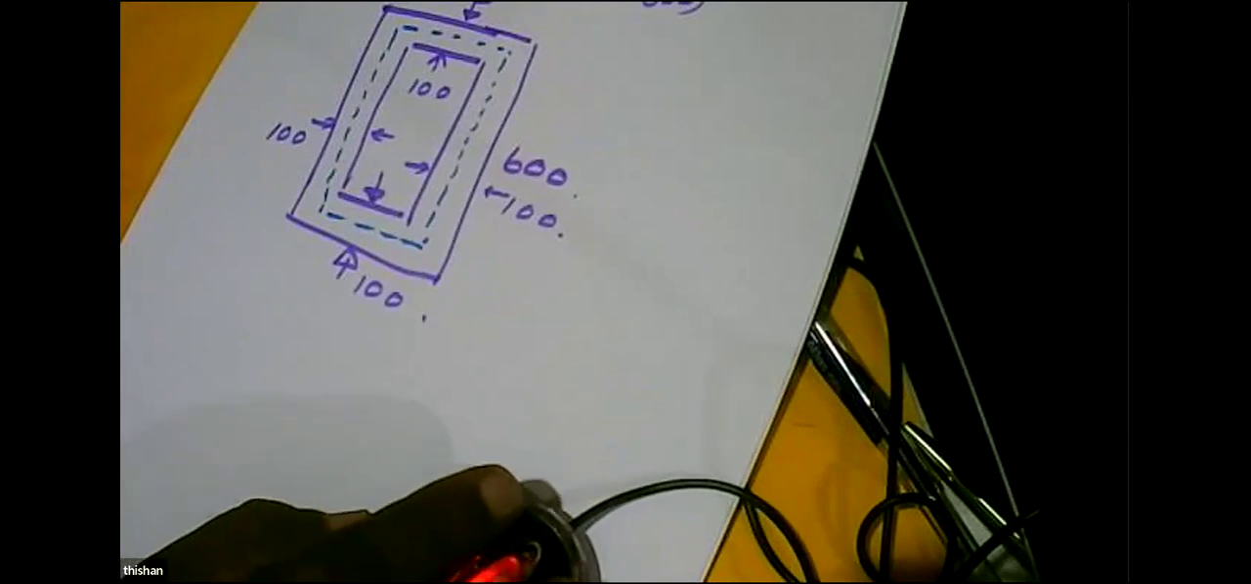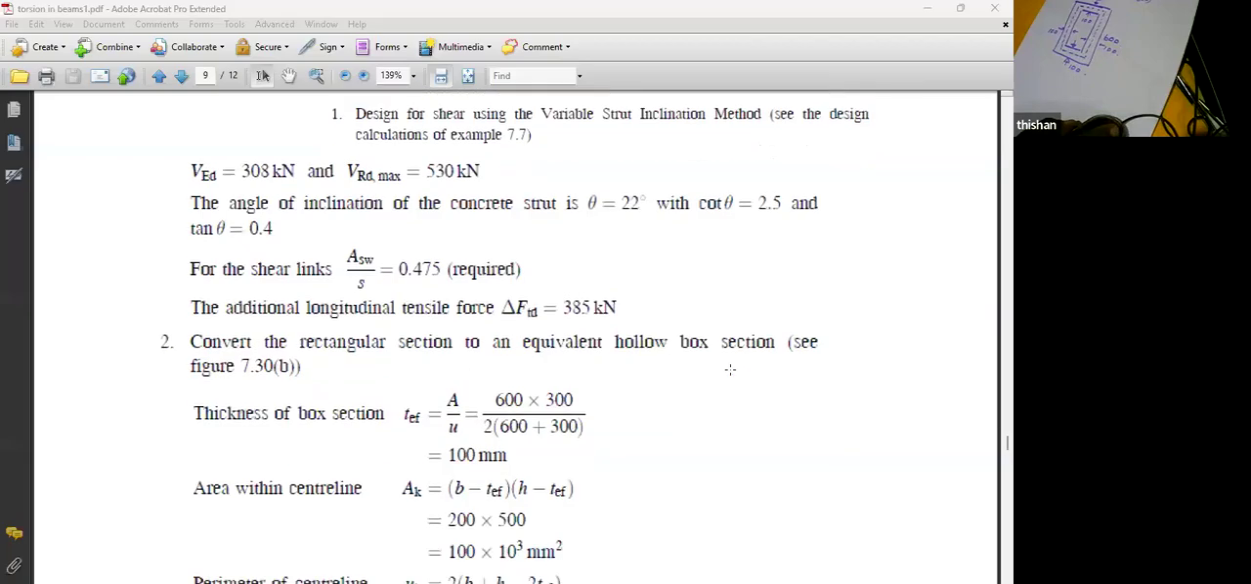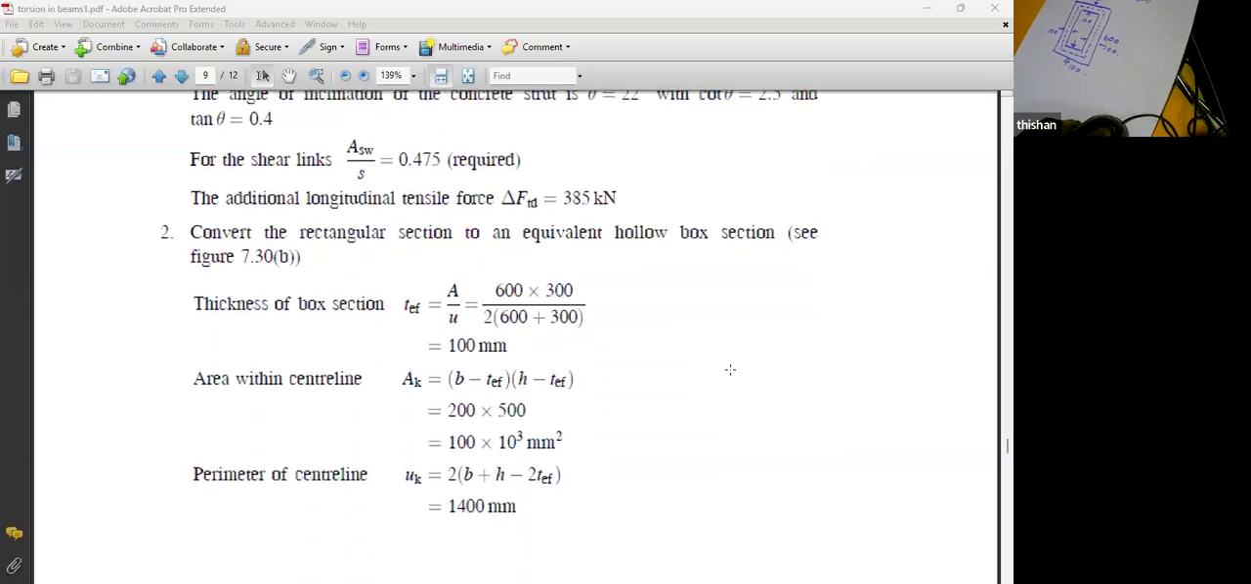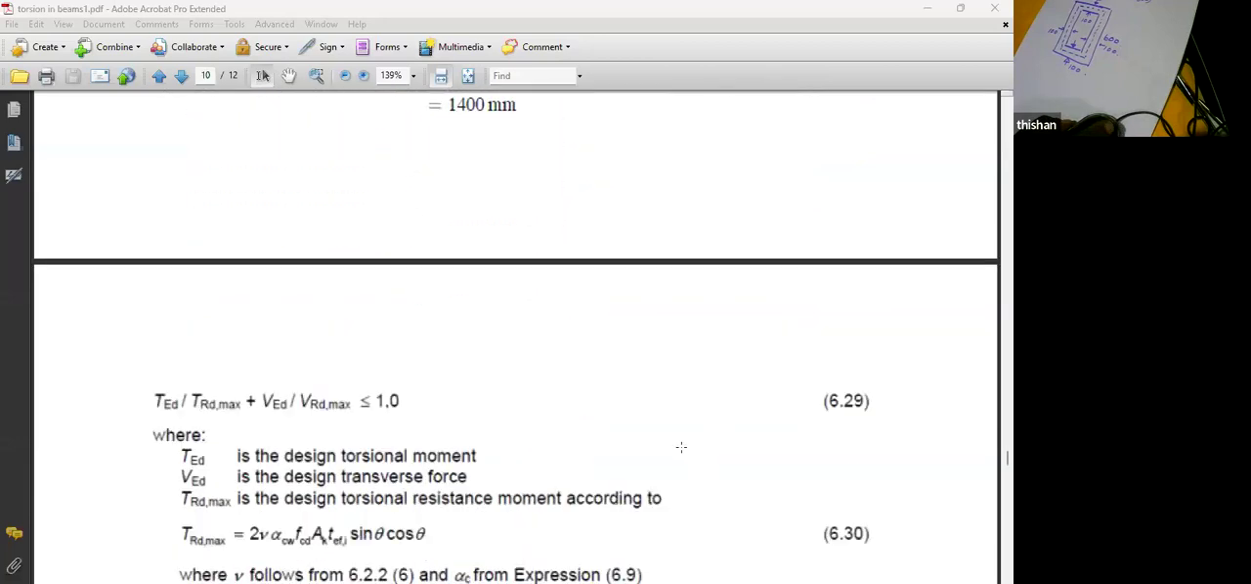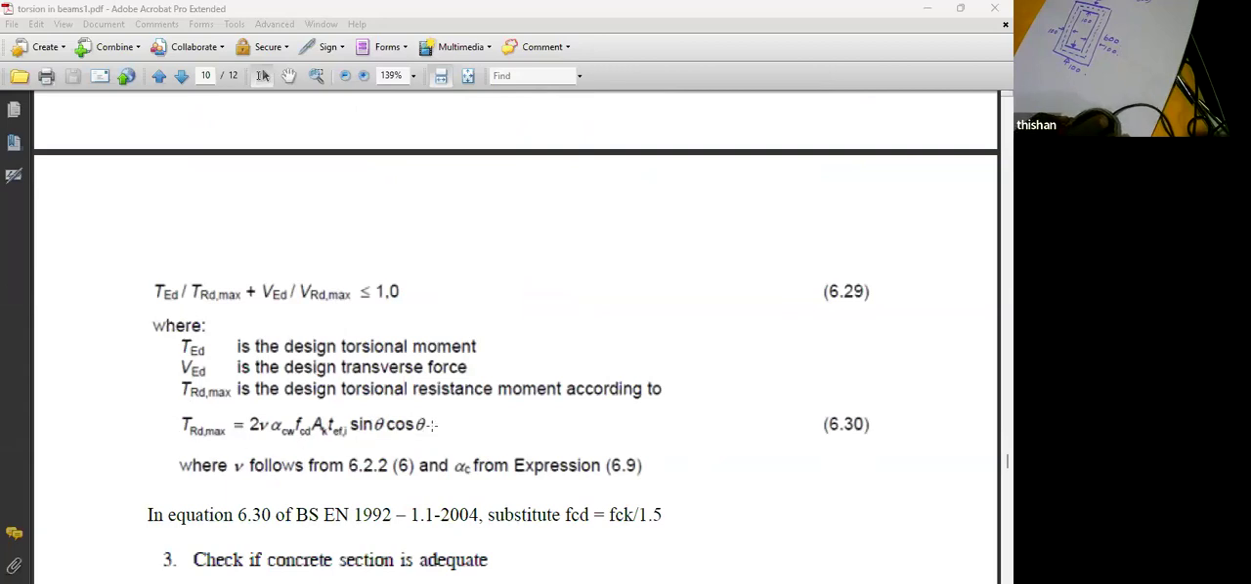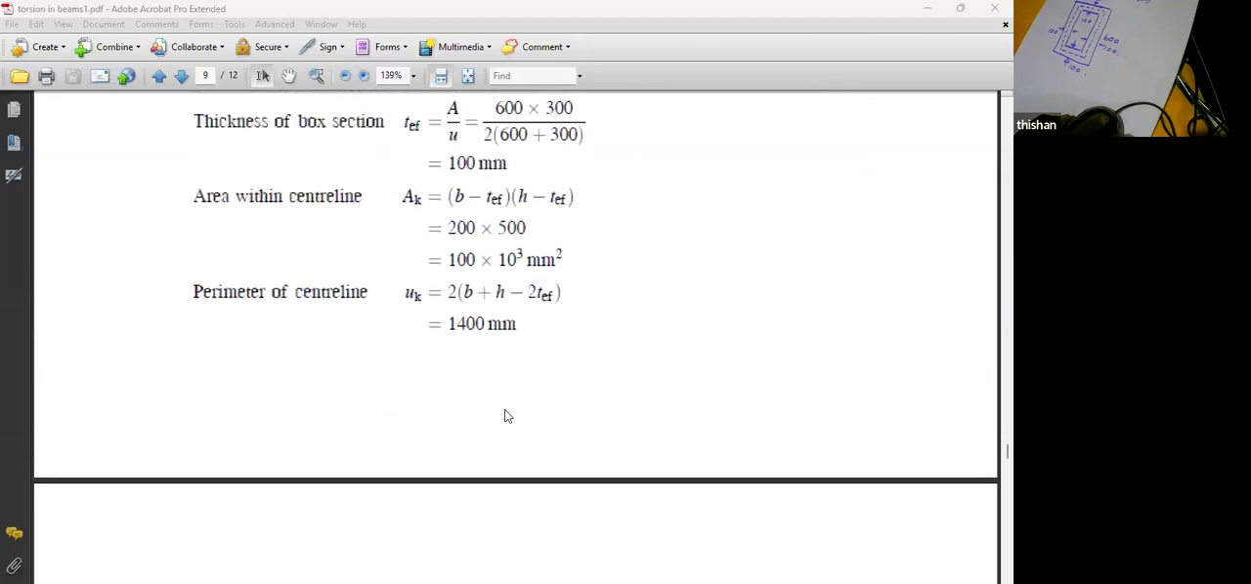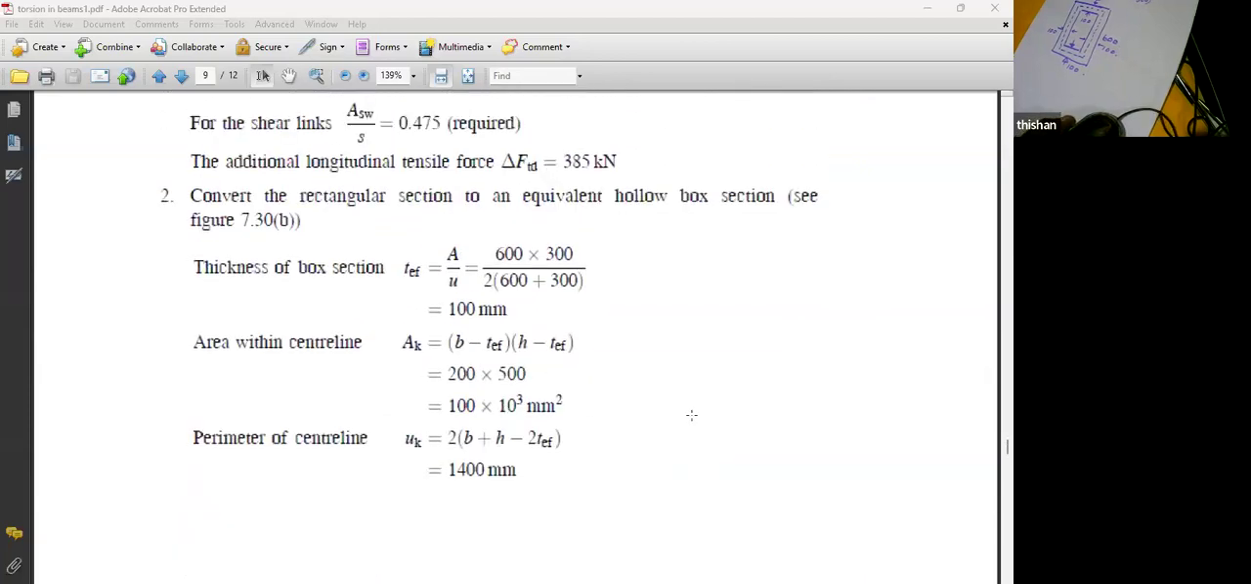Now we have to see. So I'll share the screen again. Okay, so now we know the size. Then, if you look at the equations for TRd,max, we have Ak and TEd, so the effective thickness and Ak. So we will calculate those values. The area of concrete Ak is from the perimeter. And if I stop share, Ak is this area.